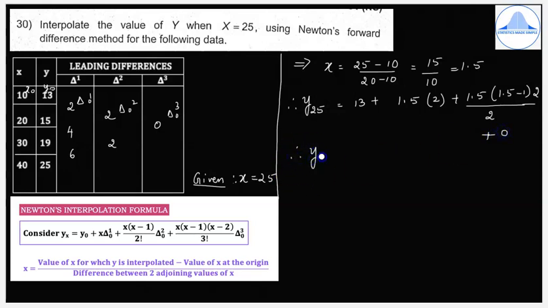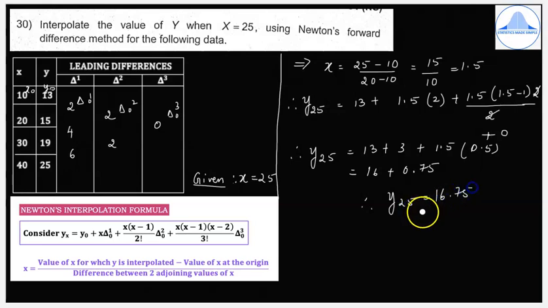So therefore y25 is equal to 13 plus 1.5 into 2 is nothing but 3 plus 1.5 into 1.5 minus 1 will be 0.5. Then this 2 and 2 will get cancelled. So if we simplify, 13 plus 3 is 16. 1.5 into 0.5 is 0.75. So the final answer is y25 is equal to 16.75.